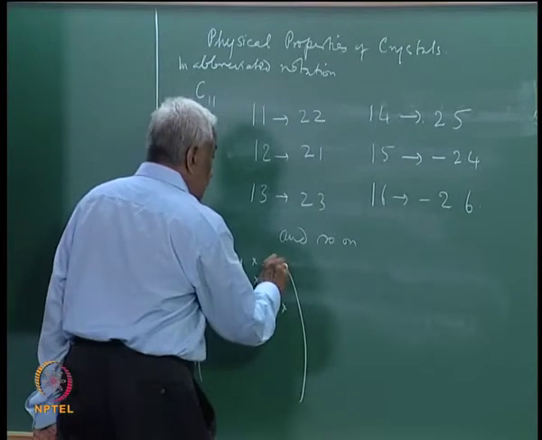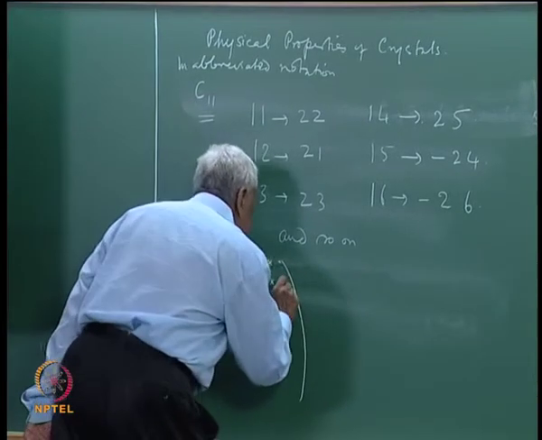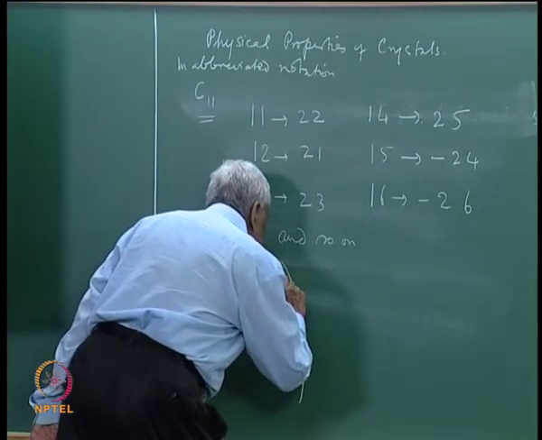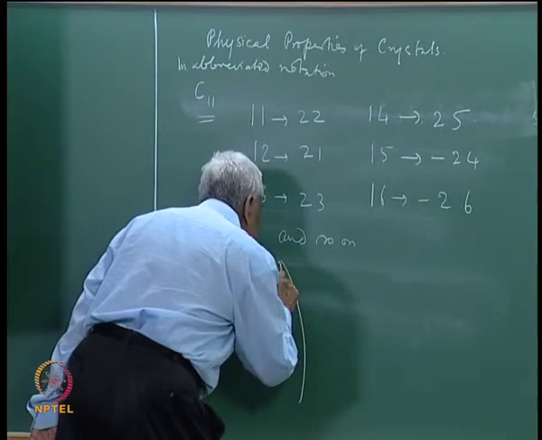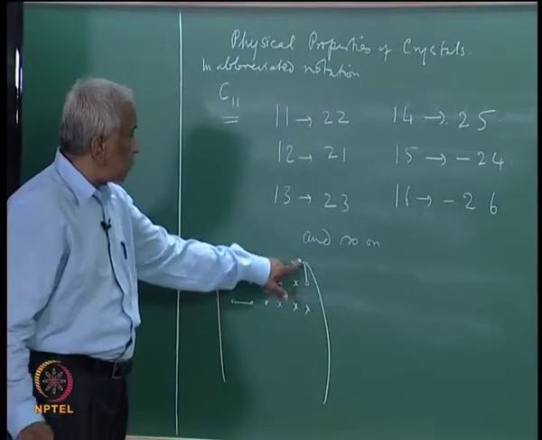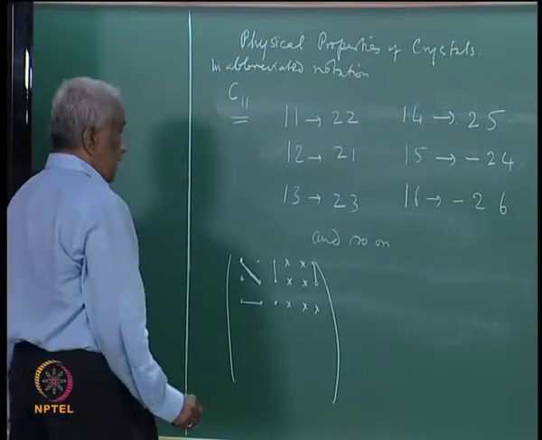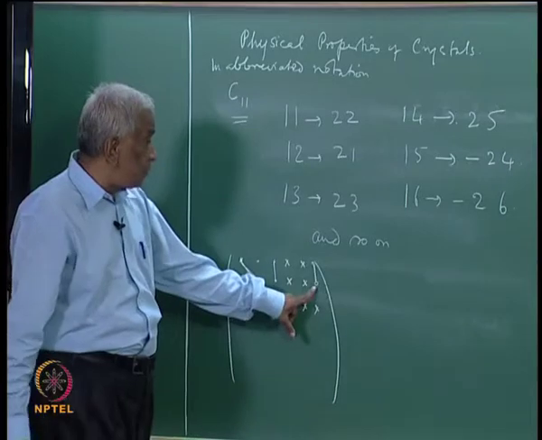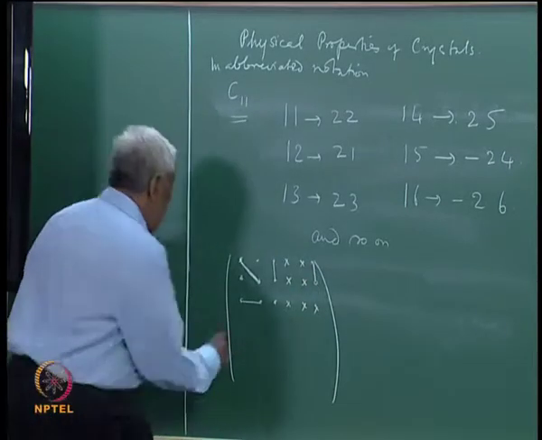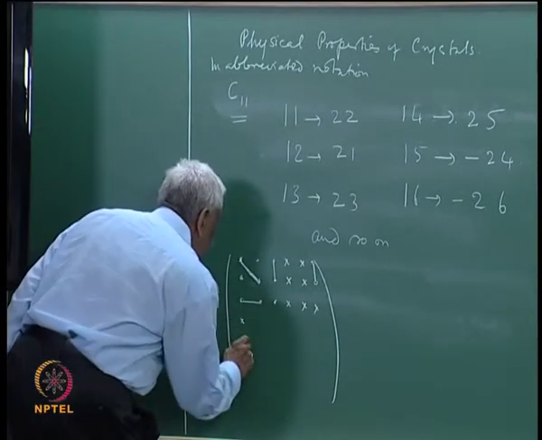And this C16 will become negative of C26. Therefore, these two are equal in magnitude, but with opposite signs. So, that is shown by an open circle here and a closed circle here, and then these are also vanishing.